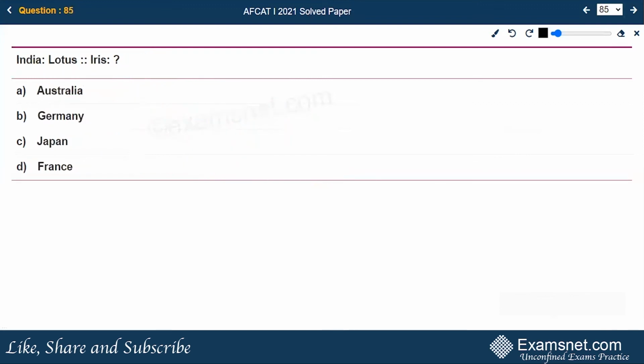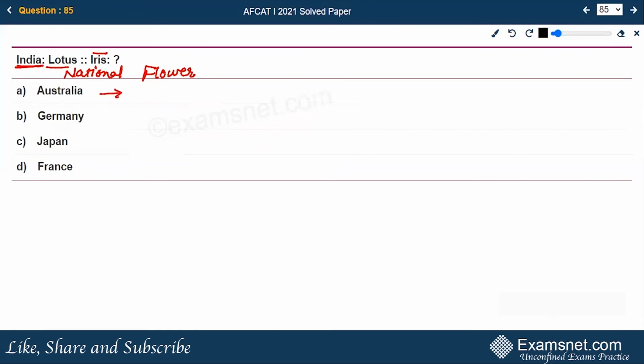Next, question number 85. India is related to lotus in the same way it is related to which country? Australia, Germany, Japan, or France? See, lotus is the national flower of India. So it is the national flower of which of these following countries?